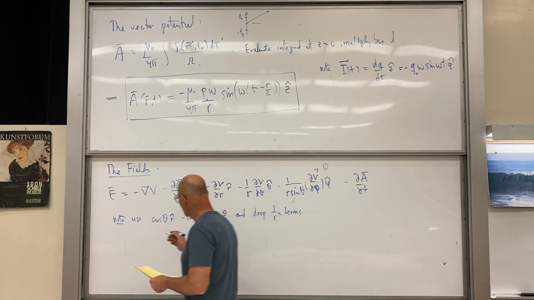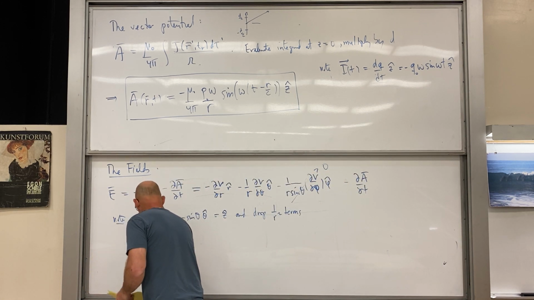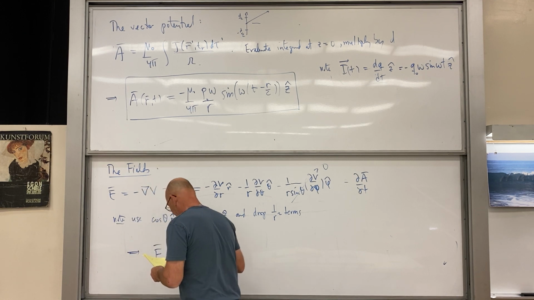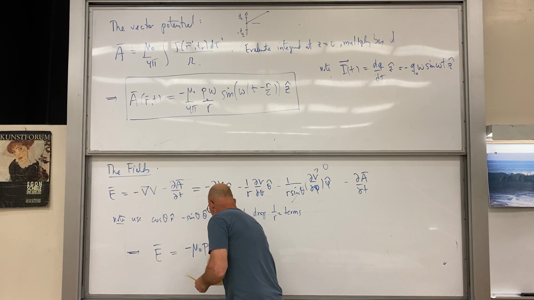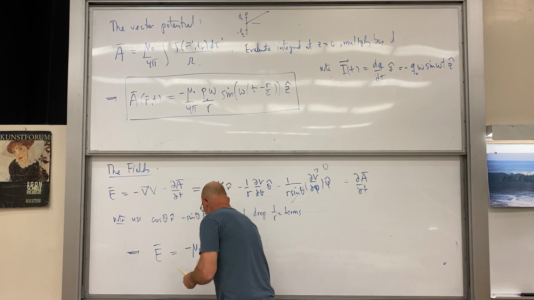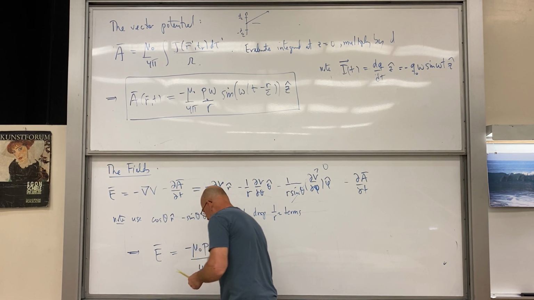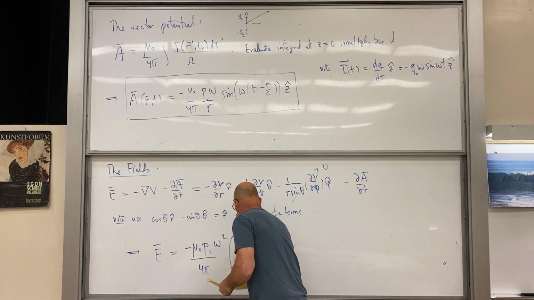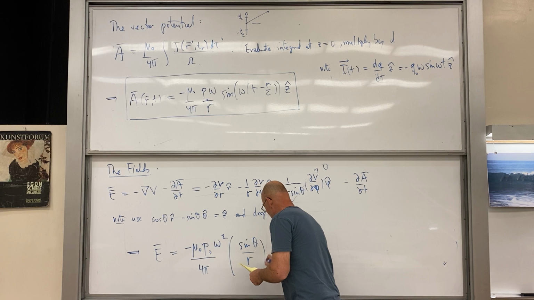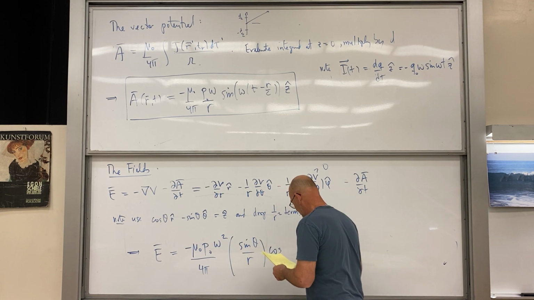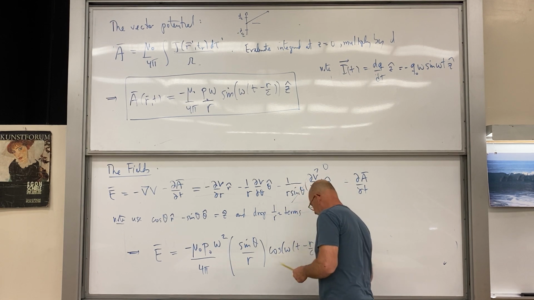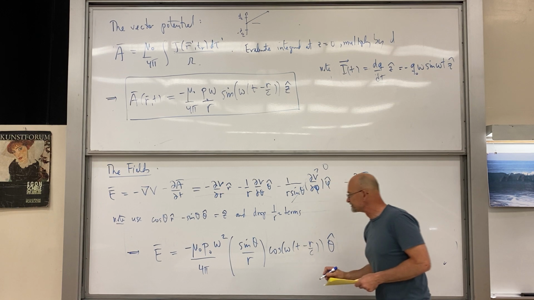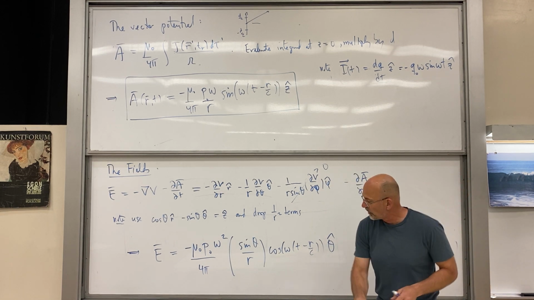And what we end up with is E equals minus mu naught p naught omega squared over 4 pi, sine theta over r, cos of omega t minus r over c, theta hat. Okay, so that's an important result.